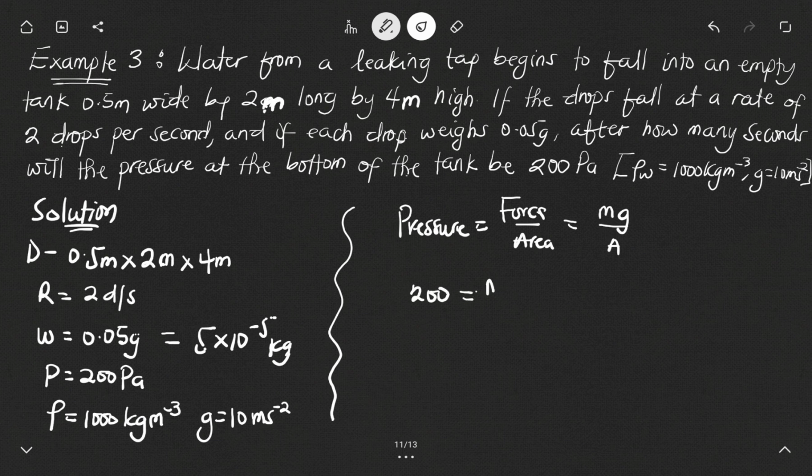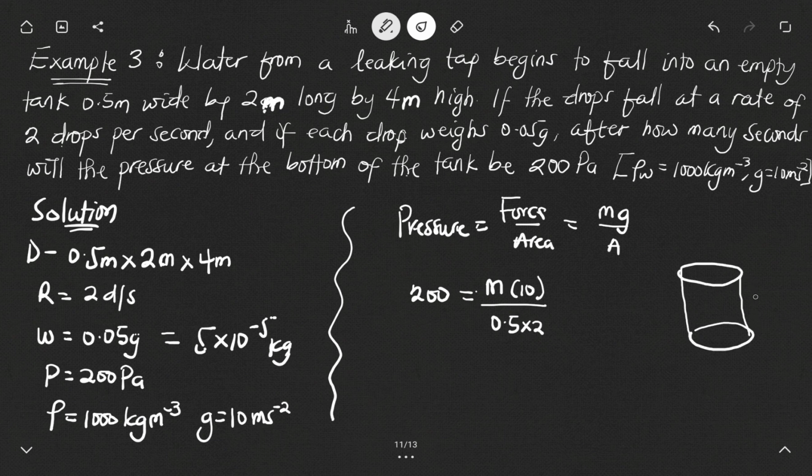Our mass we don't know, because that's the mass of the entire water in the tank that we want to find at the end. So we know gravity is 10, and then for the area, I use the width and the length, not the height. The base, not the height. So I'm going to use 0.5 multiplied by 2, because the tank is going to be something like this.